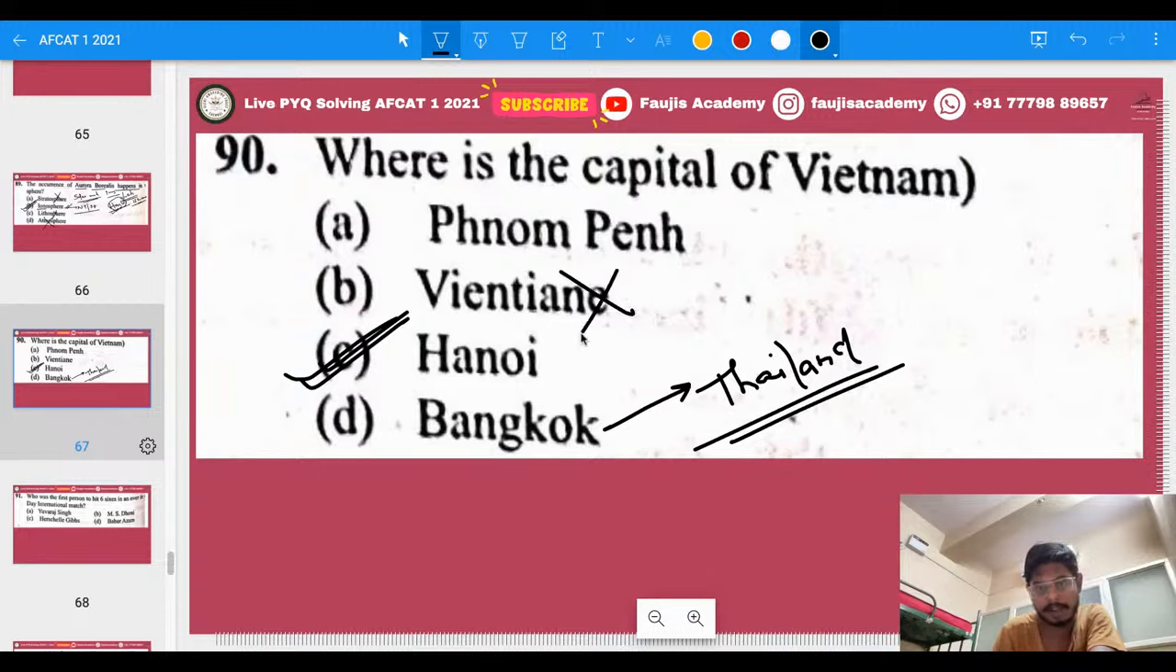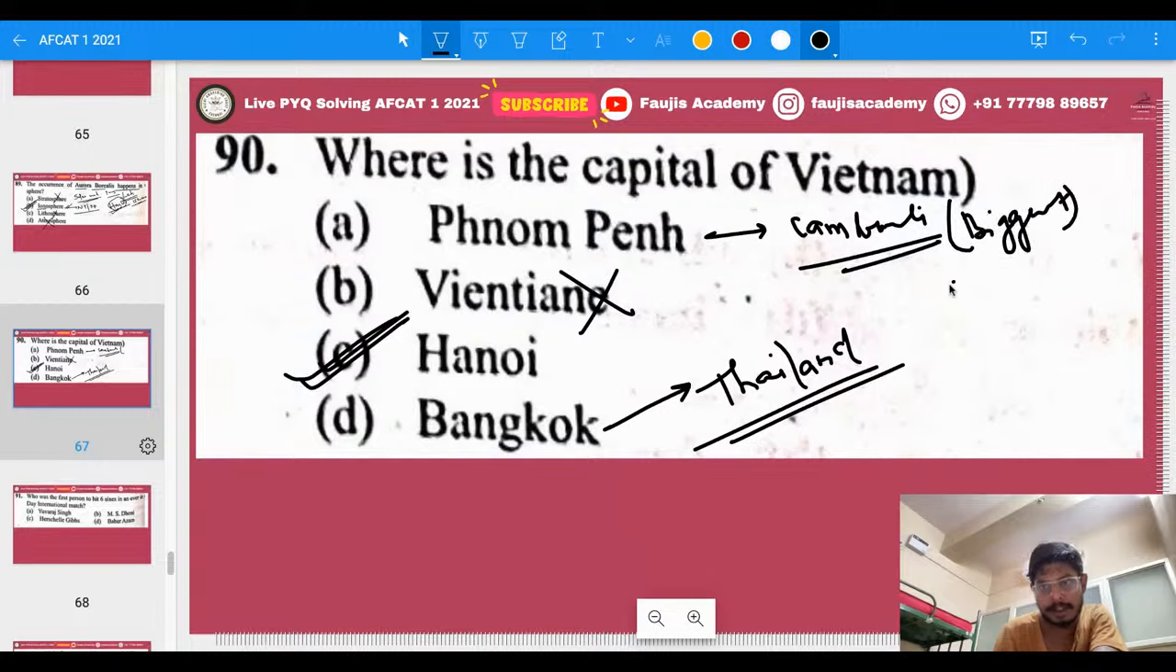Vientiane, I don't know what this is. This is not... any names and such, okay? This is Cambodia. The capital of Cambodia is Phnom Penh, like that. And the biggest temple in the world is located in Cambodia. The name of that is Angkor Wat temple. Please pardon the spelling.